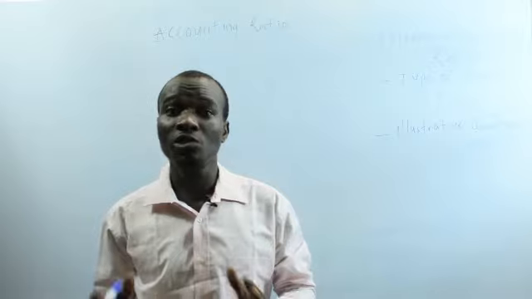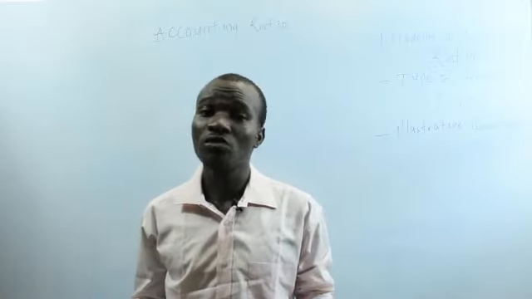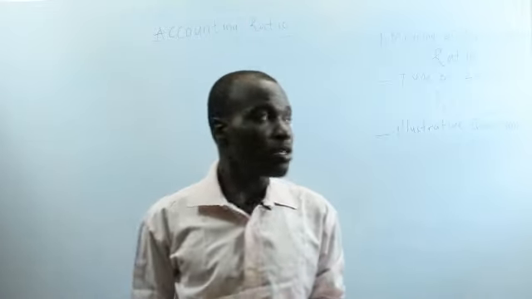Generally, ratio shows the relationship between two or more figures. So accounting ratio shows the relationship between two or more accounting figures or accounting terms. So generally, we have different types of accounting ratio.